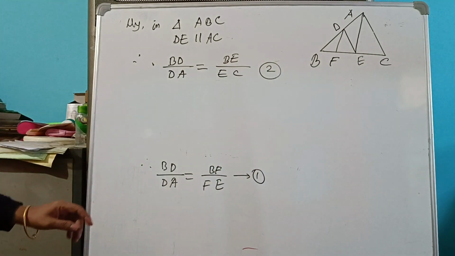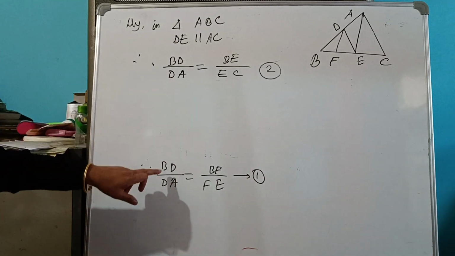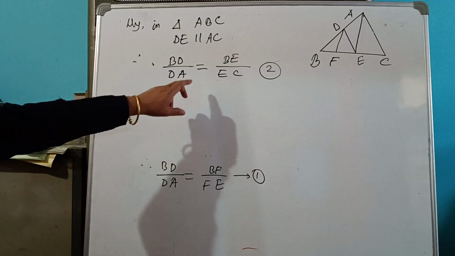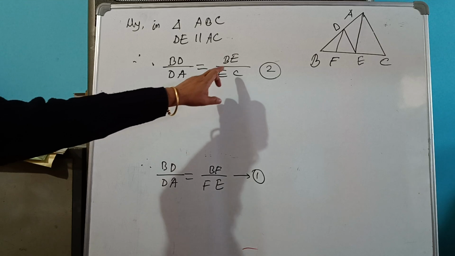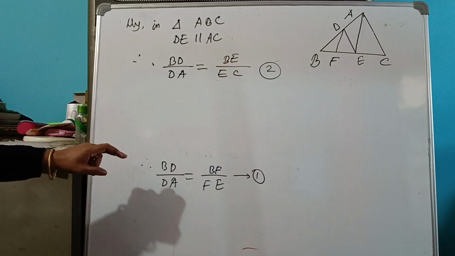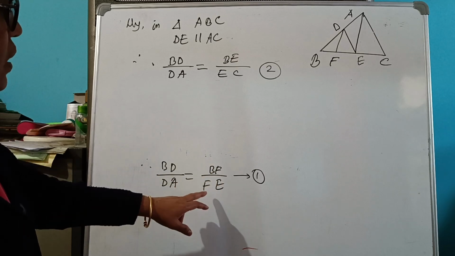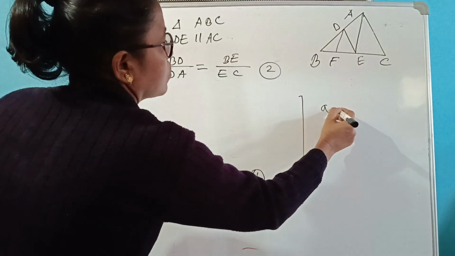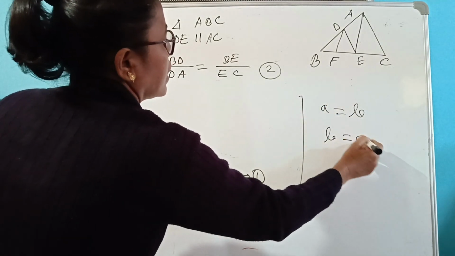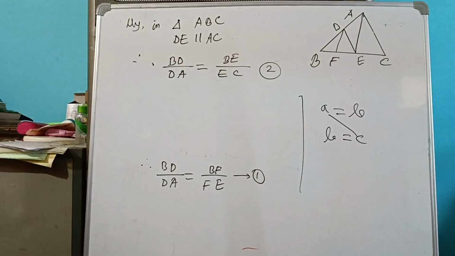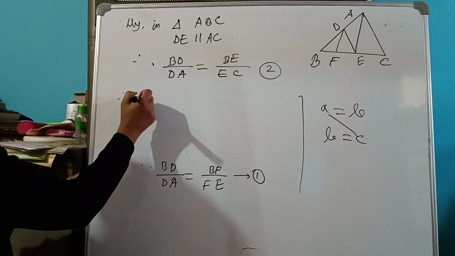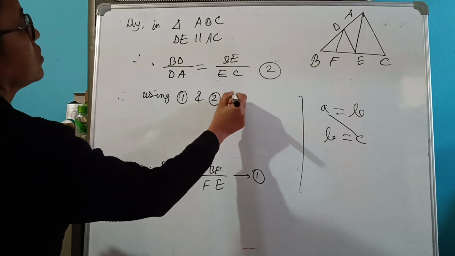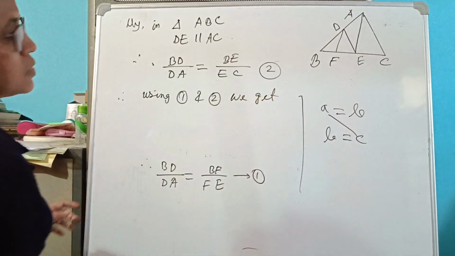Now see, from 1 and 2, one time you find BD by DA is equal to BF by FE, and another time you find BD by DA is equal to BE by EC. So using 1 and 2, what can we write? BF by FE is equal to BE by EC. See, if A is equal to B and B is equal to C, then A and C must be equal. So you can write, therefore, using 1 and 2, we get what?